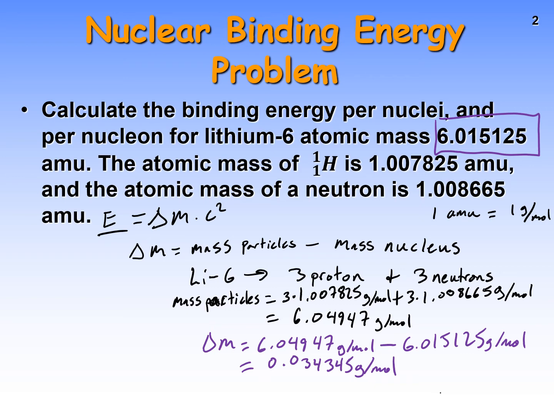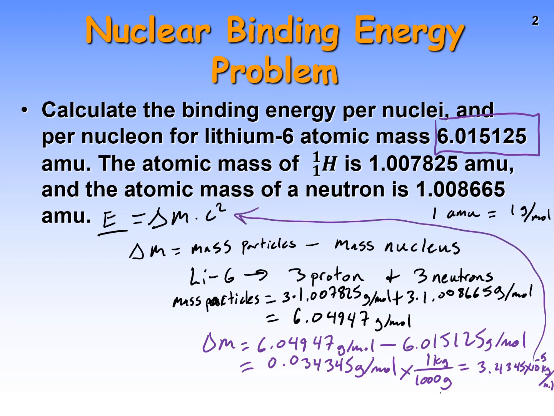We have to use kilograms. So the next step is to convert this from grams to kilograms. We hopefully remember that conversion. We're going to get 3.4345 times 10 to the negative 5 kilograms per mole. All right, so now I can plug this into my equation here and get the nuclear binding energy. But we're not quite done even after we do that. So let's do that step first.